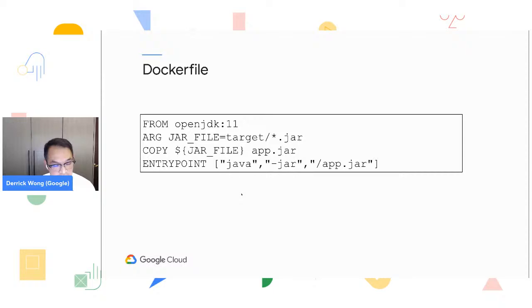If you're running a lot of Spring Boot applications, especially on Kubernetes in a production environment, there may be other things that you need to worry about. For example, the base image is one thing.